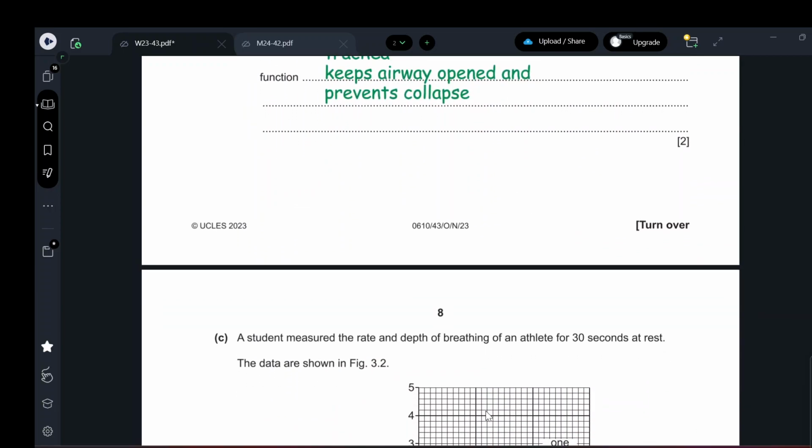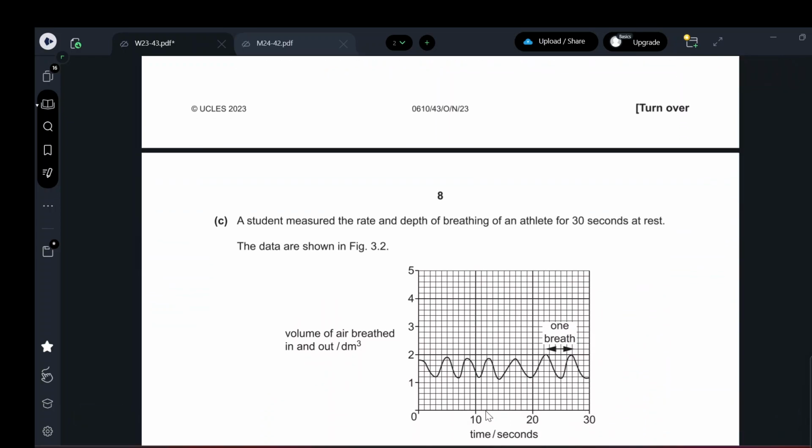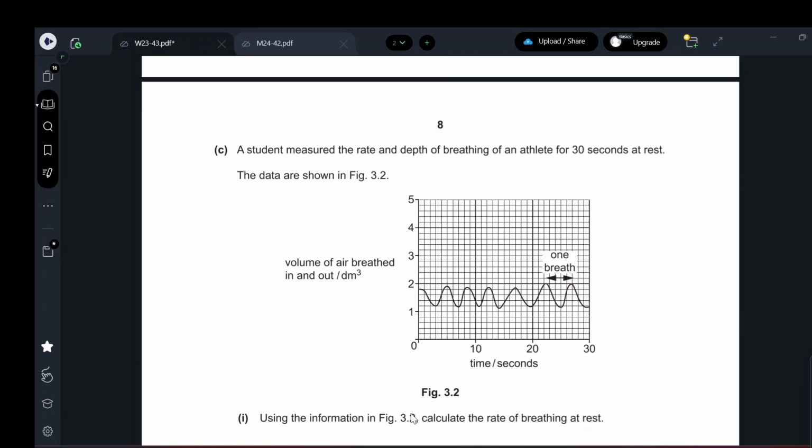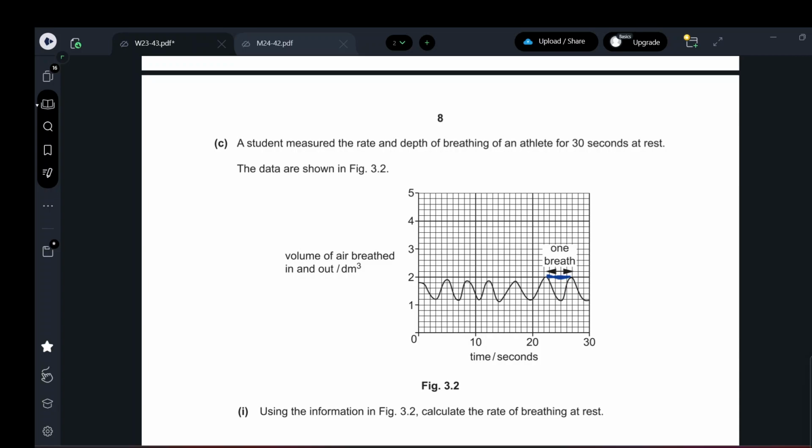A student measured the rate and the depth of breathing of an athlete for 30 seconds at rest. This is the rate of breathing for 30 seconds at rest. He told you that this is one breath. Okay? Use the information to calculate the rate of breathing. How many breaths do I have? 1, 2, 3, 4, 5, 6. I have 6 breaths in 30 seconds.